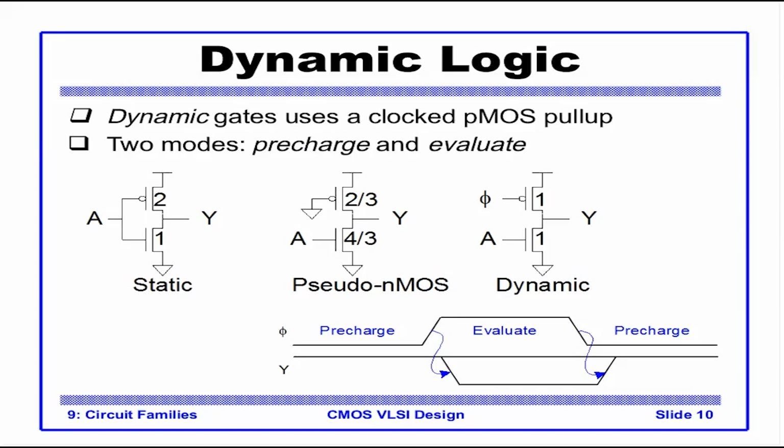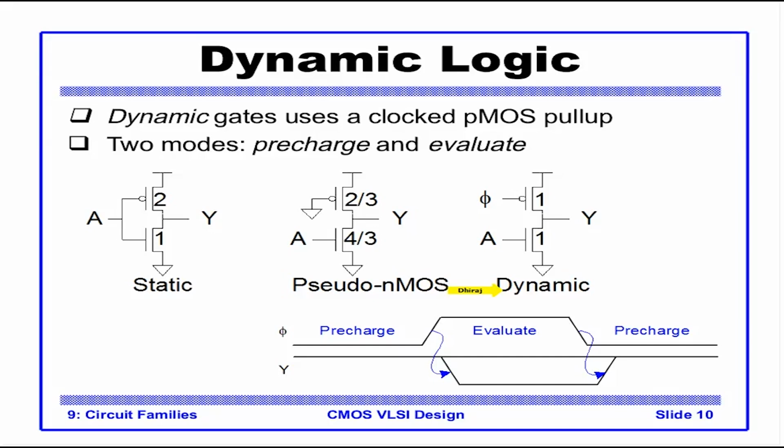Now let's compare the three logic families. The inverters are drawn here. One is static, the other is pseudo NMOS, and the third is dynamic. The difference dynamic has over static is that in pseudo NMOS, the PMOS was always on. In dynamic, there is an extra input. Let's call it the clock.